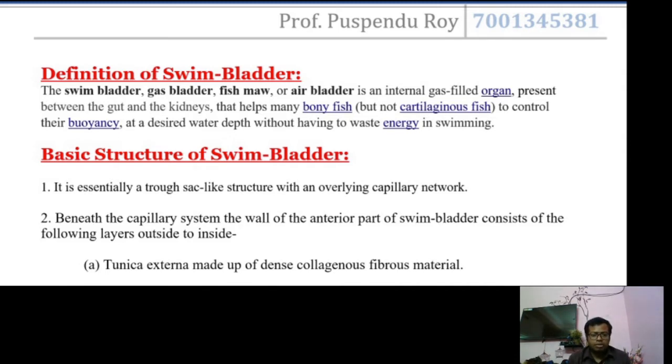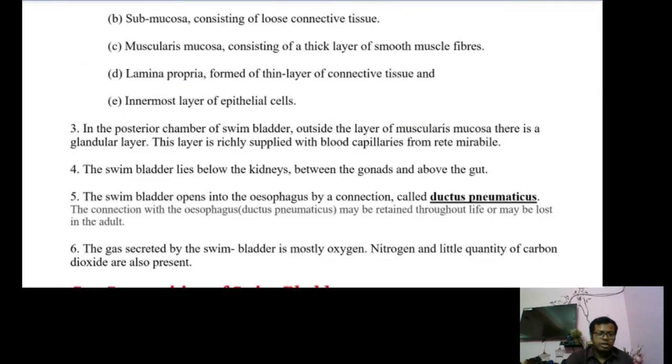The anterior chamber has the following layers from outside to inside. The first layer is tunica externa, which is made up of dense collagenous fibrous materials. Number two layer is submucosa layer. Next, muscularis mucosa layer. Next, lamina propria, and the innermost layer is the epithelial cells.